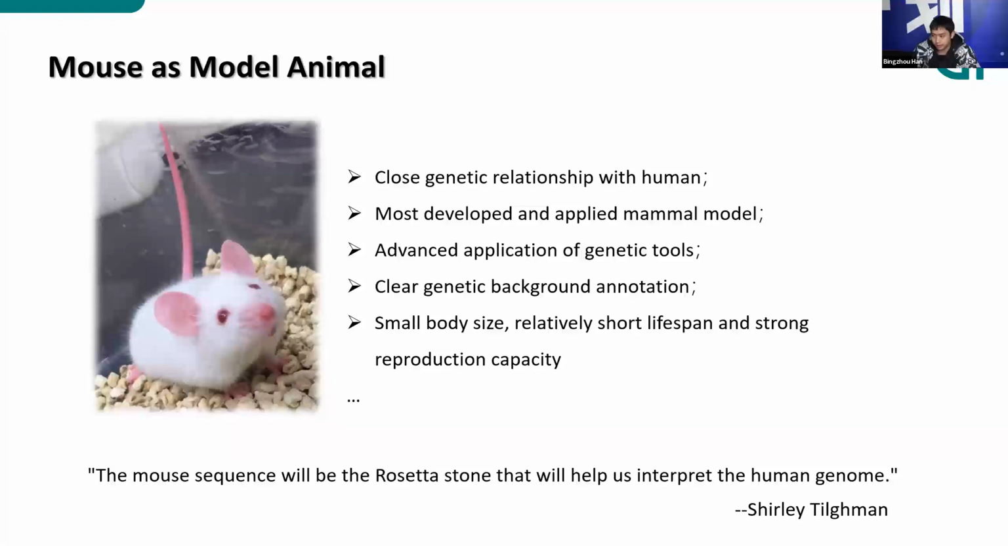Mice have a really close genetic relationship with humans, and it is currently the most developed and applied mammal model. There has also been very good and advanced development of genetic tools, and other advantages are listed here. As Professor Shirley Tilghman already told us, the mouse sequence will be the Rosetta Stone that will help us interpret the human genome.